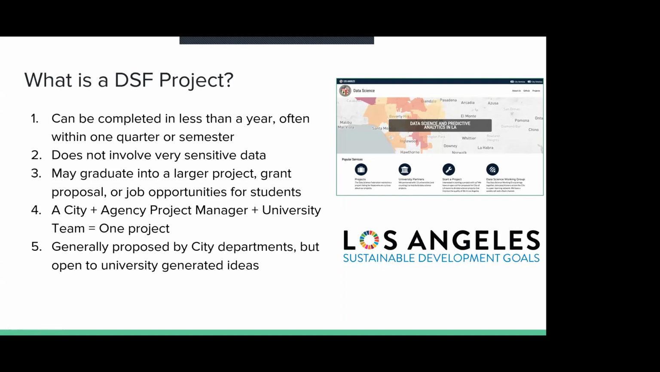It's a long-term project. It doesn't involve sensitive data, or at least very sensitive data. We do have a data sharing agreement in place, but we want to make sure that these are students working on it and they are able to kind of work with the data. So we generally encourage cities, or counties, to think differently about the kind of data that they're going to be sharing. But it doesn't mean that it's public data. The intent here isn't to necessarily publish any of this data as public. It can sometimes graduate into a larger project.